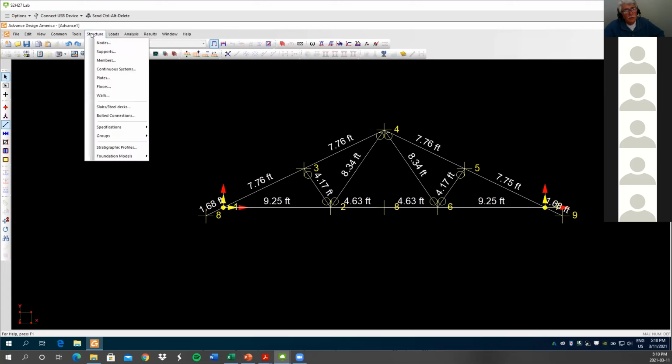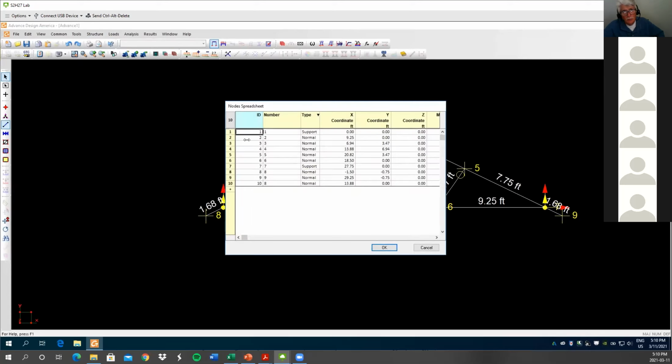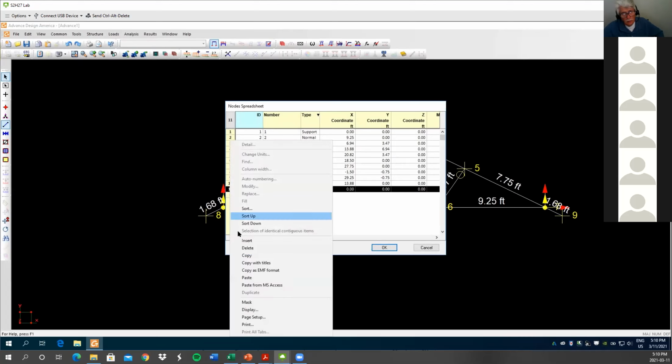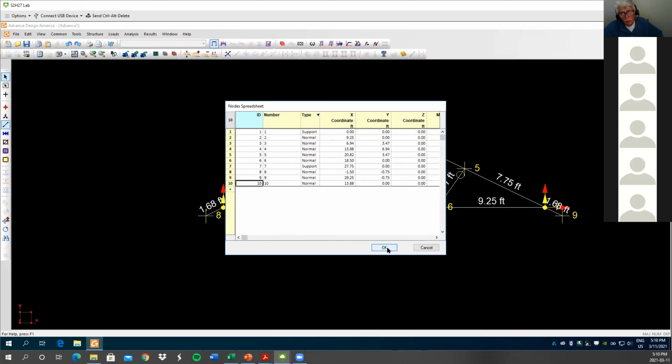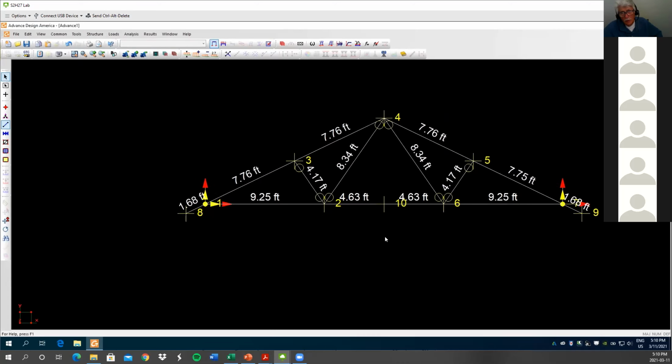So go to Structures, go to Nodes. The last one, call this one 10. You called it 8, call it 10. Okay, and then delete this one. You don't need this one. Just delete it right there. It won't hurt if you leave it, but delete it this way. Okay, now close. Now you've got node number 10.